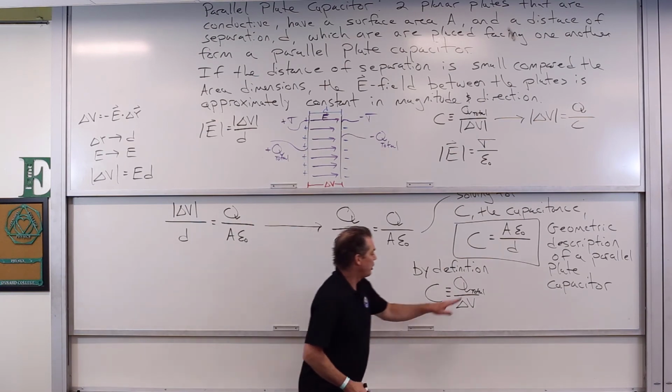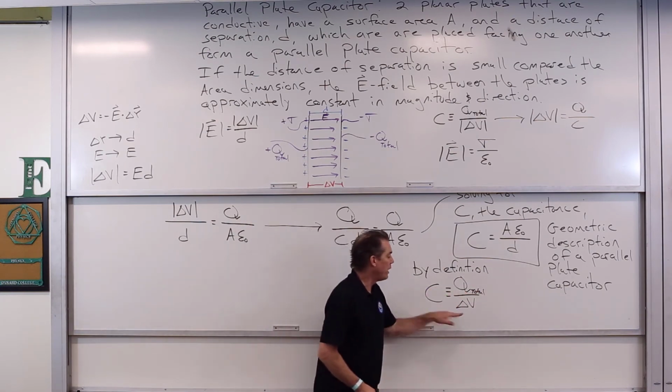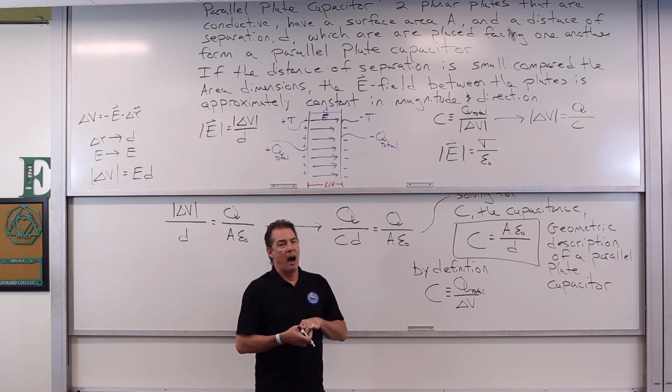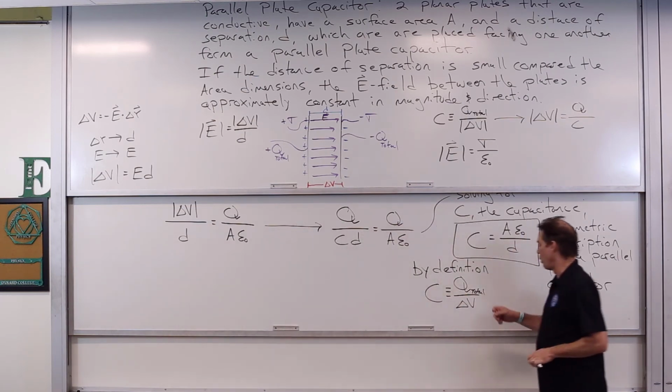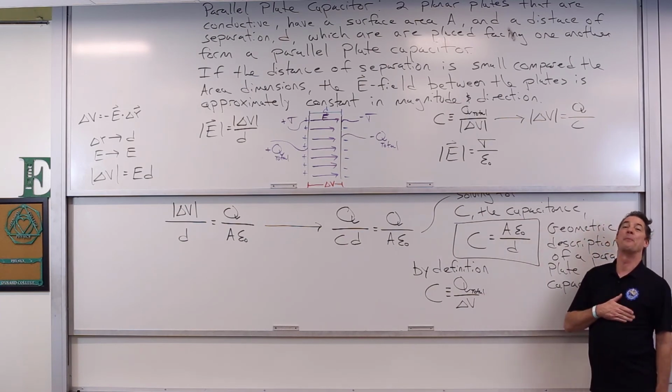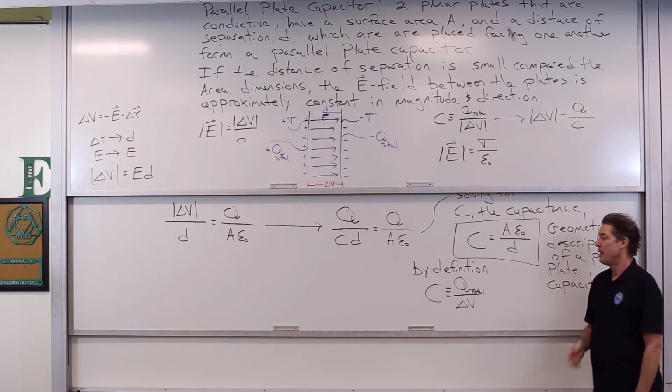Again, by definition, that's the charge per unit potential difference. The higher the capacitance of a capacitor, the more charge it can store per unit potential difference. That means more energy it can store as well.